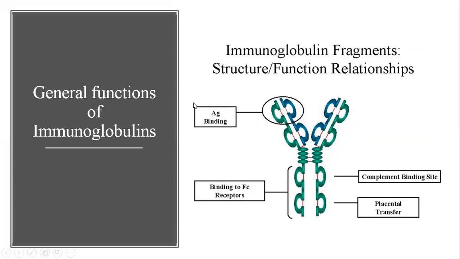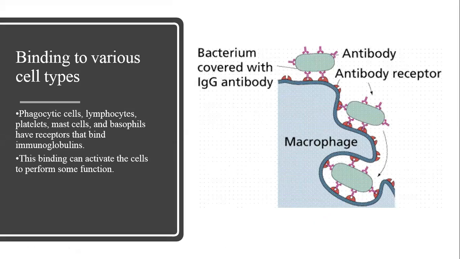This is the structure of the antigen binding site, which is at this region, and this domain is known as the FC, which binds to the FC receptor. It is also known as the complement binding site, and this domain is related to placental transfer. All these domains have specific functions, and the main function is binding to various cell types. Immunoglobulin receptors are present on phagocytic cells, lymphocytes, platelets, mast cells and basophils. This binding can activate the cells to perform some functions.